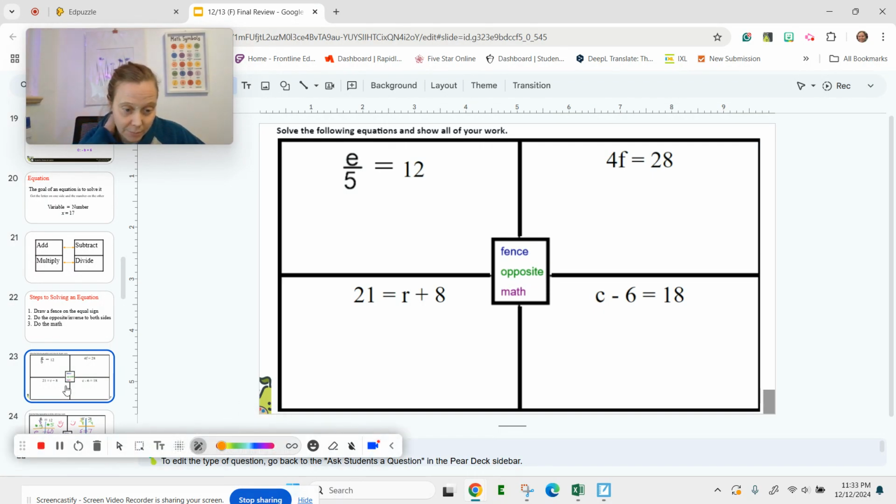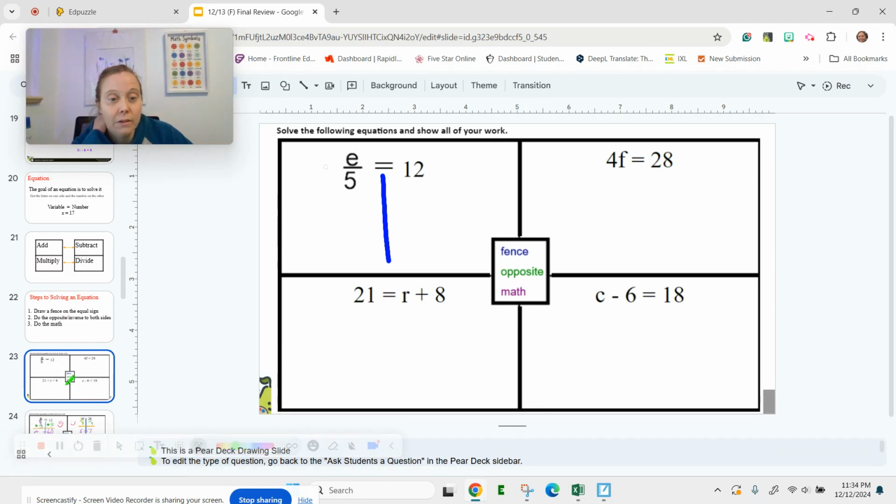So tell me that first step on e divided by 5 equals 12. Great. We're going to draw the fence. Okay. What is keeping that e from being by itself, and what would be the opposite? Okay. It says e divided by 5. The opposite is to multiply by 5. And now we need to do the math. So what do you get on the right-hand side? And what's left over on the left-hand side? Yep, those 5s cancel, we're left with an e. So e equals 60. Terrific.